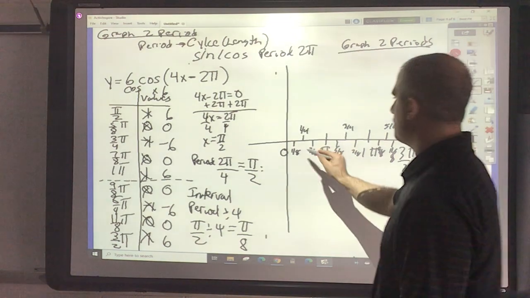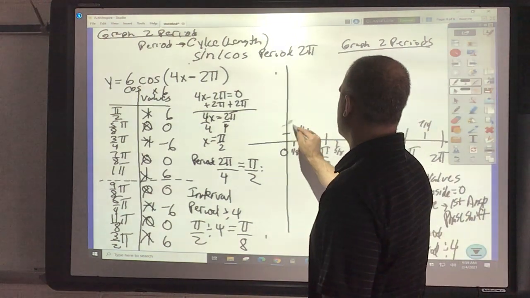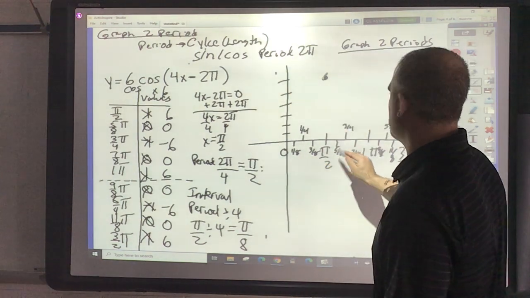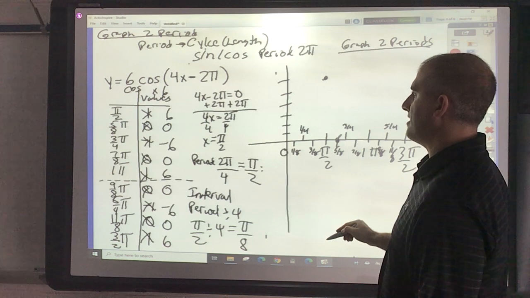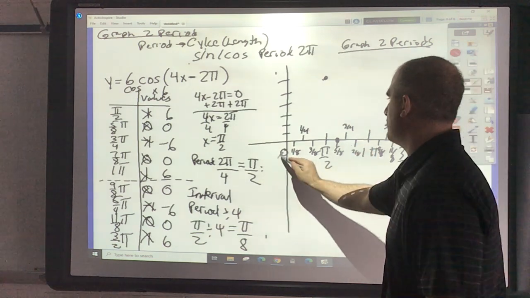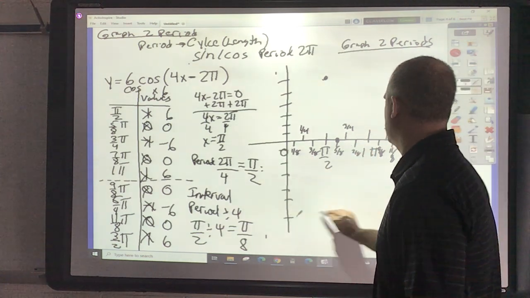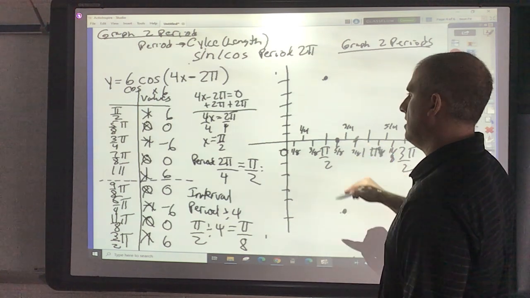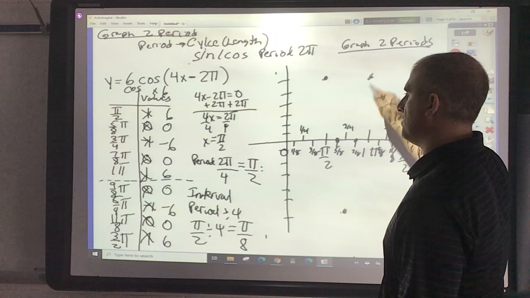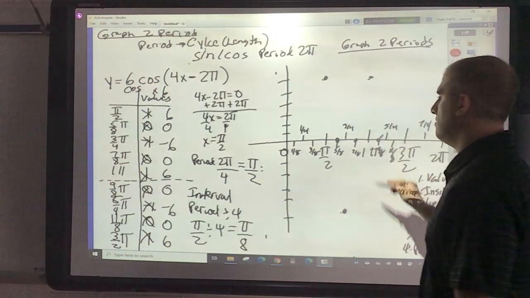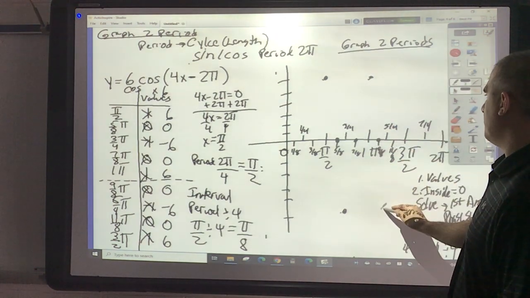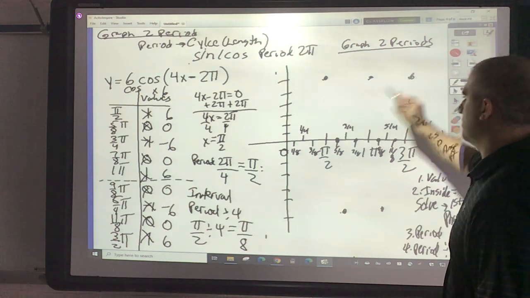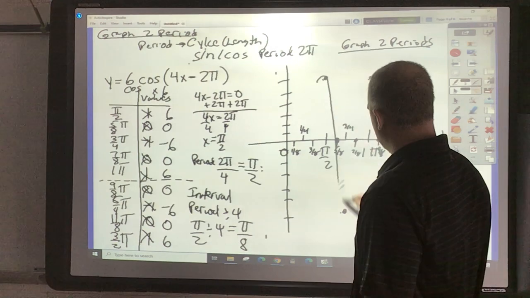Now I'm graphing these values. At pi over 2, I'm graphing 6. At pi over 8, I'm graphing 0. At 3/4 pi, I'm graphing -6. At 7/8, I'm at 0. At 1, I'm back up at 6. At 9/8, I'm at 0. At 5/4, I'm at -6. At 11/8, I'm at 0. And then at 3/2, I'm back up at 6. So here's what my graph looks like.